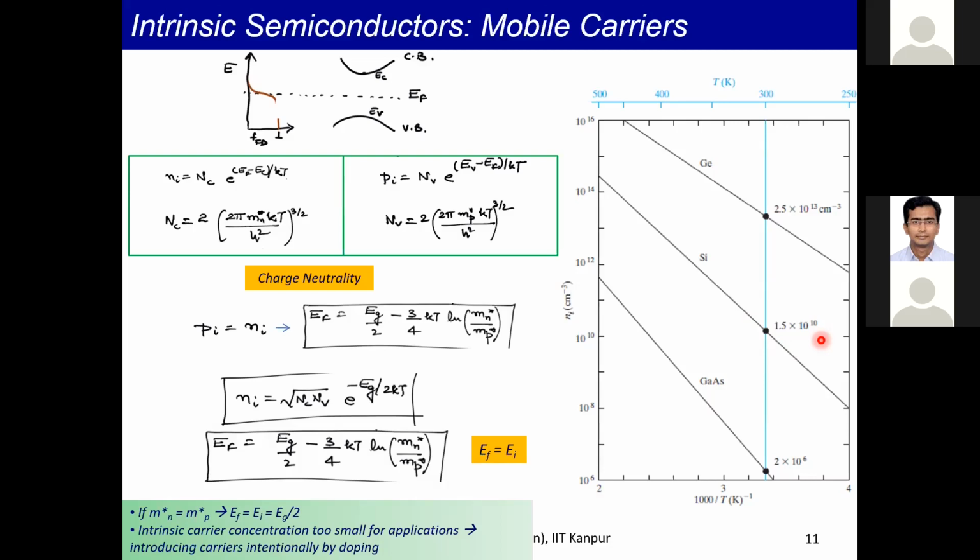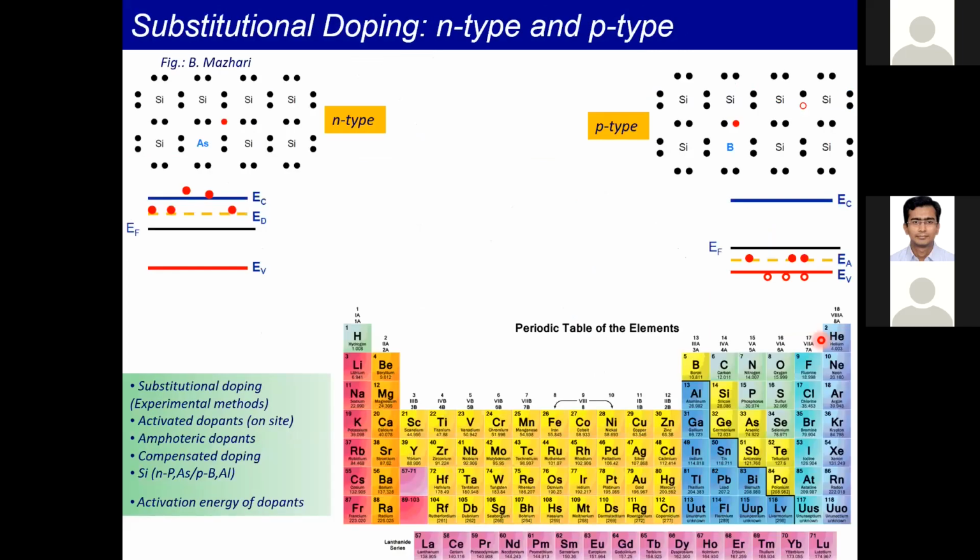We want more carriers. So how do we get that? We get that by a process known as substitutional doping. Essentially what we do, for example in silicon, silicon has 4 electrons in its valence shell. So we replace silicon with an atom in group 5, which has 5 electrons in its valence shell. For example, arsenic. So 4 of these electrons are used to form the sp3 bonds, and the fifth electron is very loosely bound to arsenic. Essentially, if you give this fifth electron a small energy, it becomes free.